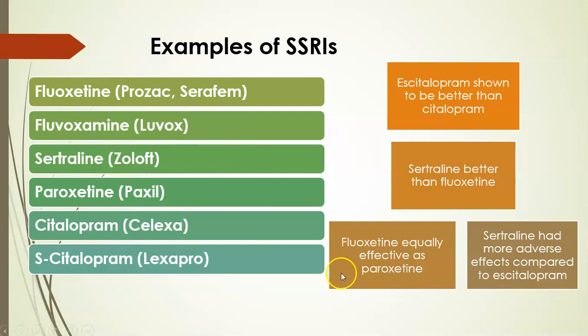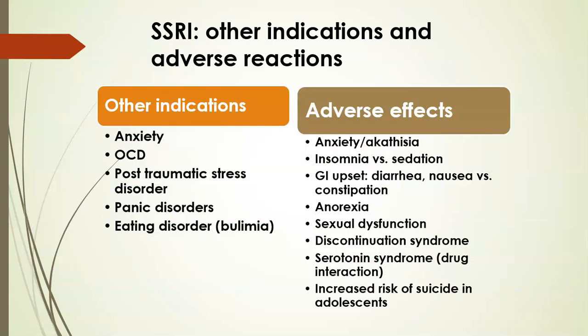At the moment, escitalopram and sertraline are used a lot, particularly in our setting. But fluoxetine was really the prototype of the SSRIs. What studies have shown is that escitalopram apparently works better than citalopram. Sertraline works better than fluoxetine. And fluoxetine and paroxetine are about equally effective. But sertraline has more adverse effects compared to escitalopram. So there are some pluses and minuses for each of the drugs.